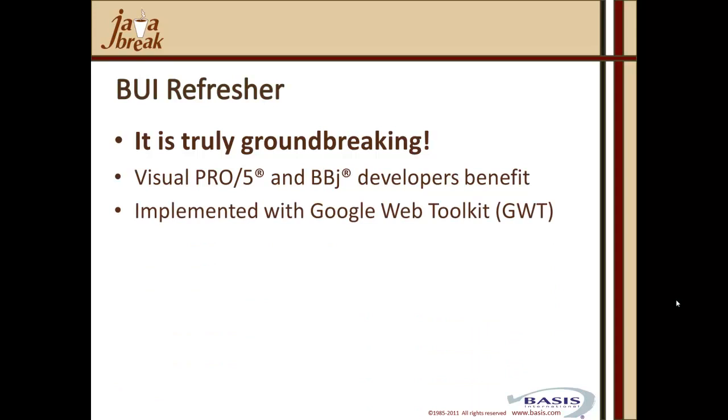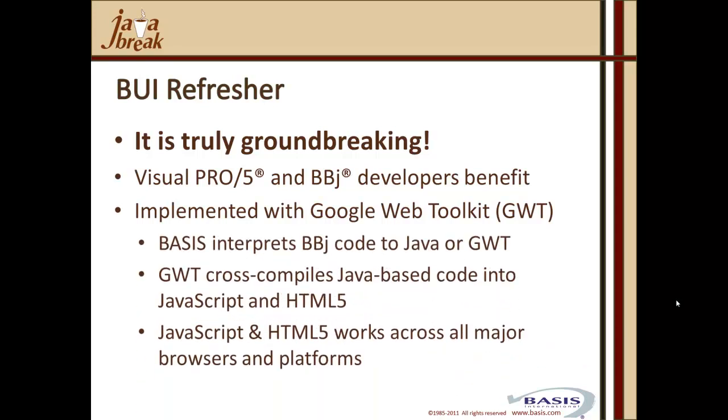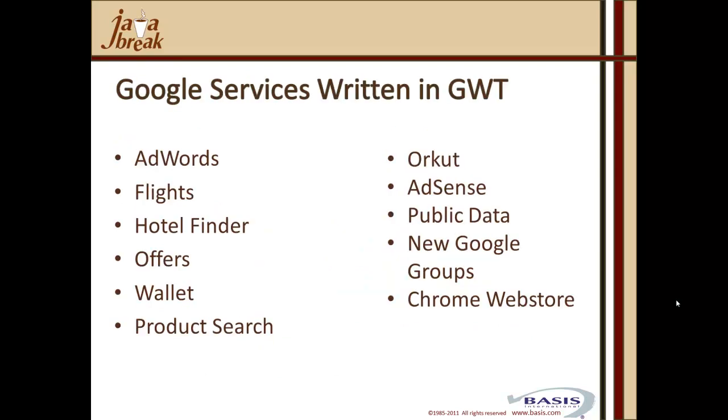We implemented that with the Google Web Toolkit. That's the magic behind the interpreter's capability to generate either Java code or Google Web Toolkit code. So the Basis interpreter interprets BBJ code to Java or GWT. GWT then cross-compiles Java-based code into JavaScript and HTML5. The JavaScript and HTML5 works across all major browsers and all platforms. So you may ask yourself, well, who else is using GWT?